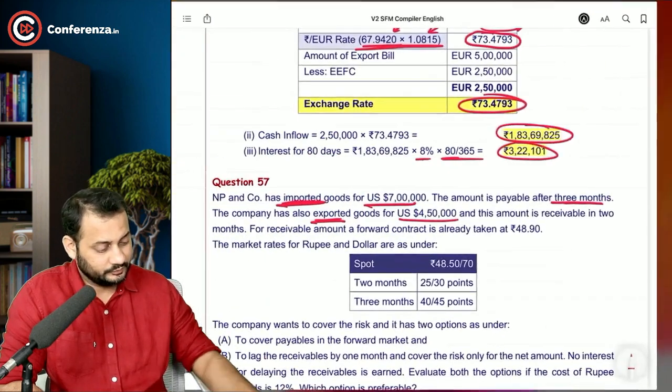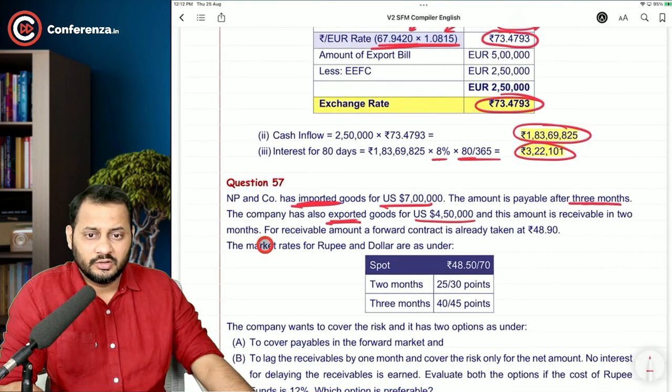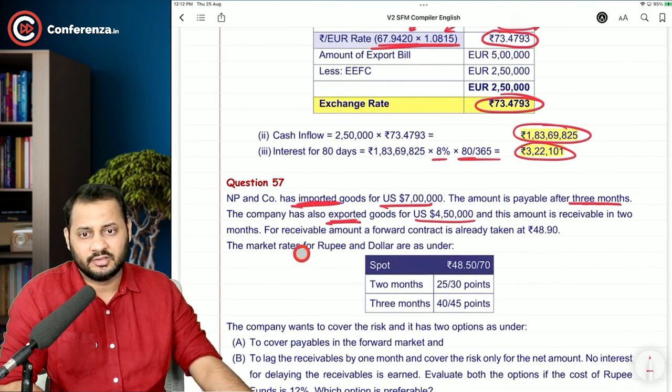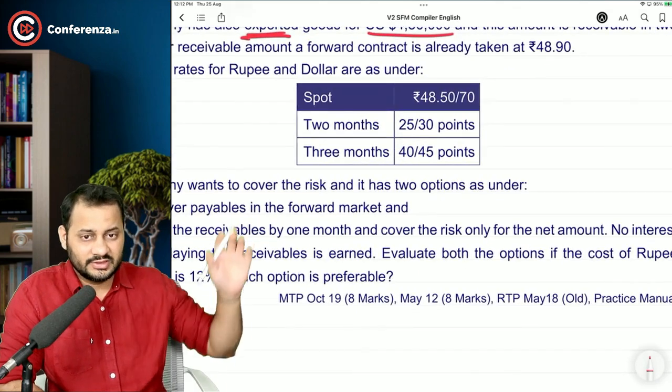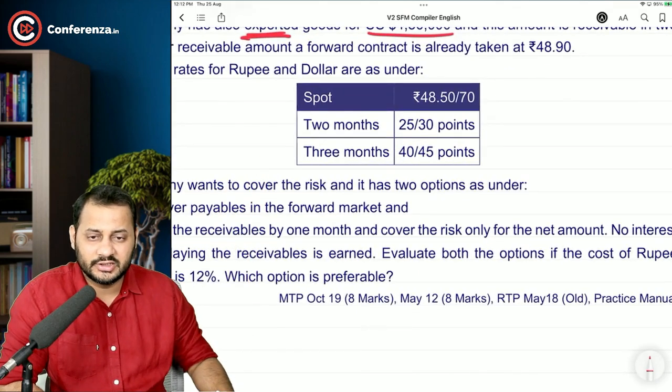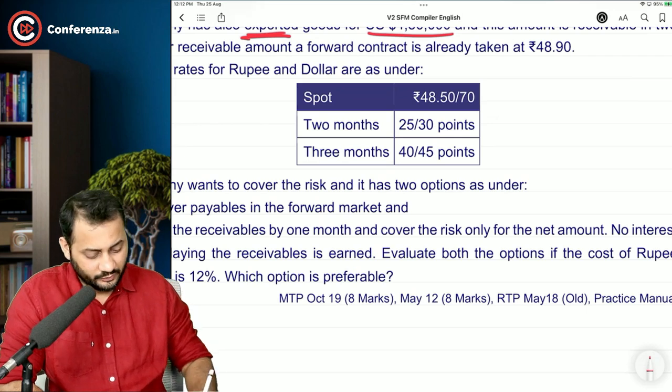Now, for receivable amount, a forward contract is already taken. The market rates for rupee and dollar are as under. Spot rate is 48.5070. 2 months forward rate can be calculated with these points and 3 months can also be calculated with this point. So let's have a look.